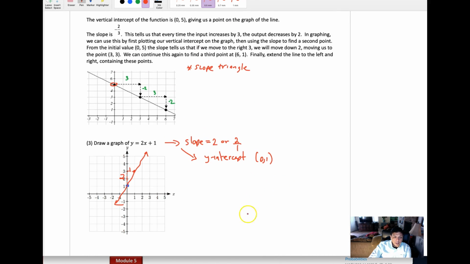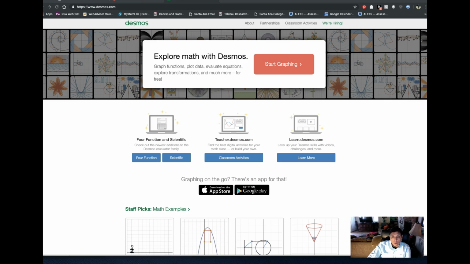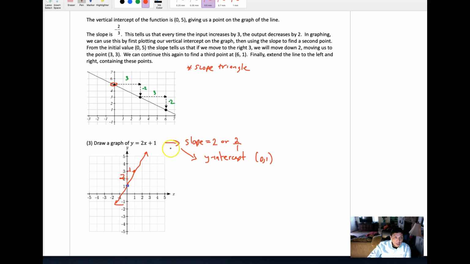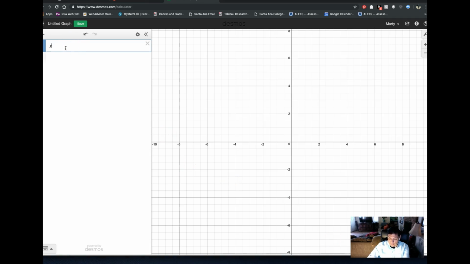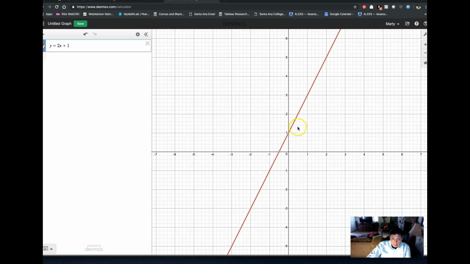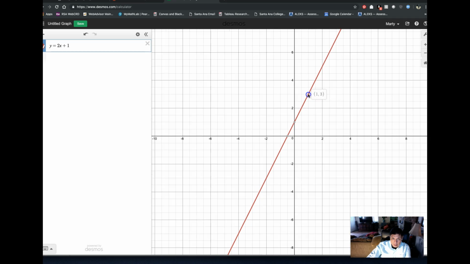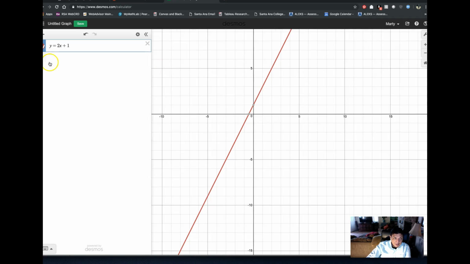I want to show you this on Desmos real quick. You would go to desmos.com, and there it is, start graphing. In that last problem, y equals 2x plus 1, let's go ahead and put that into Desmos. You just type it in as is. You can see you have your intercept there, and over 1, there it is, the other point, 1, 3. That's the point we plotted. You can get closer. So you can then see there's a graph there.